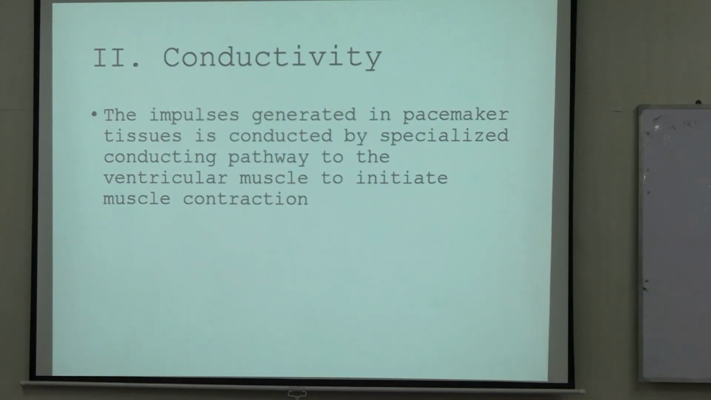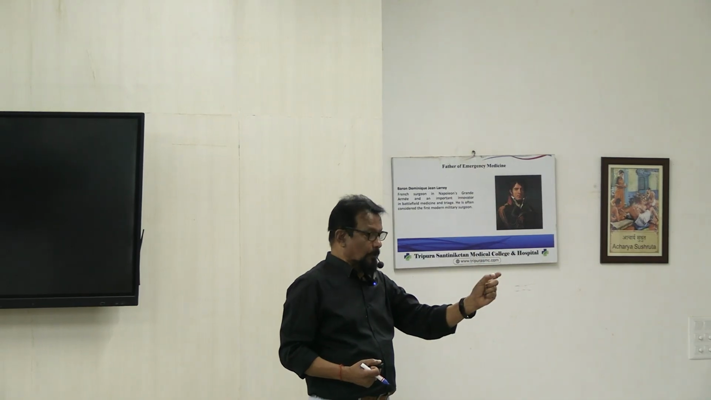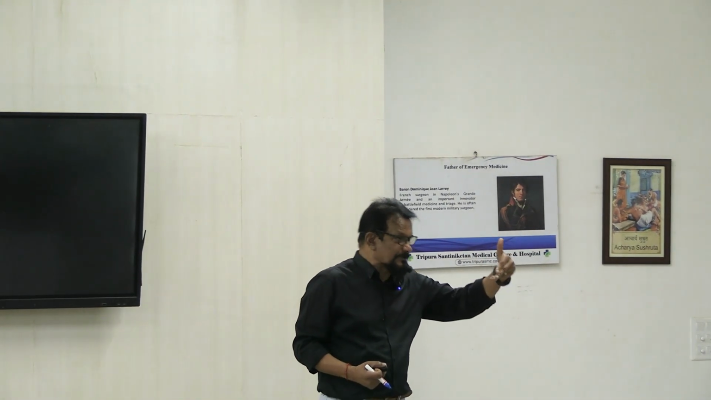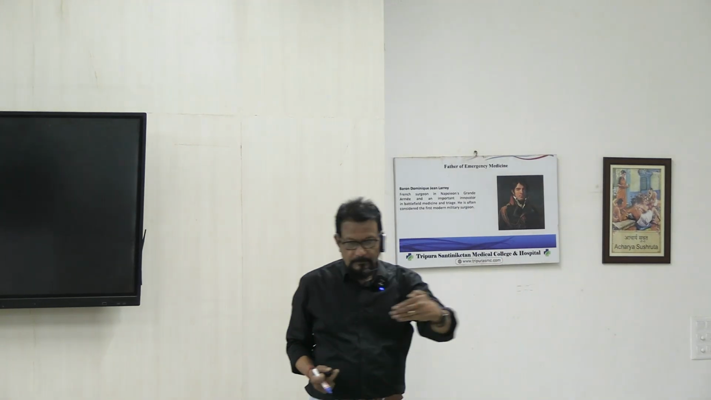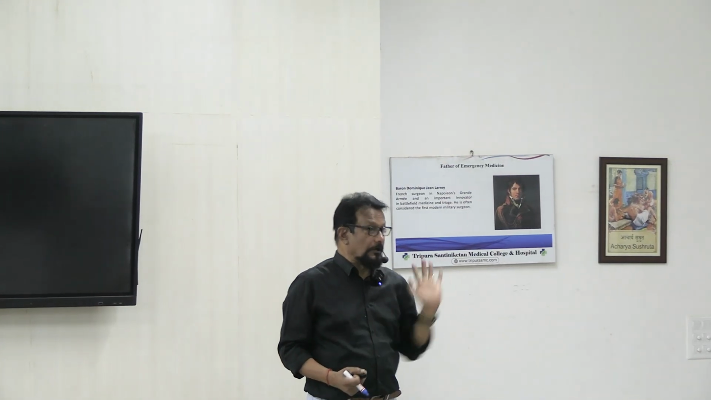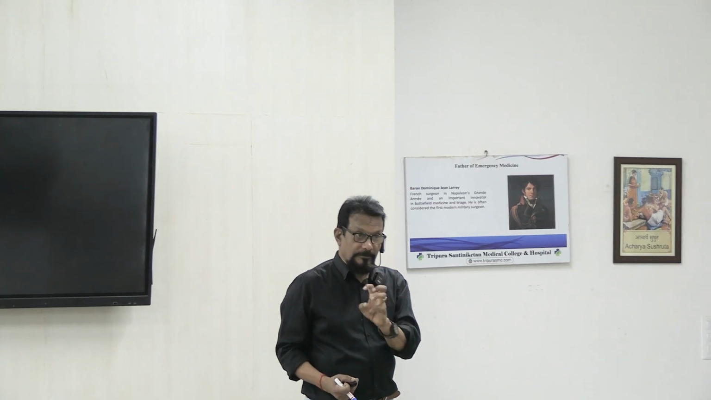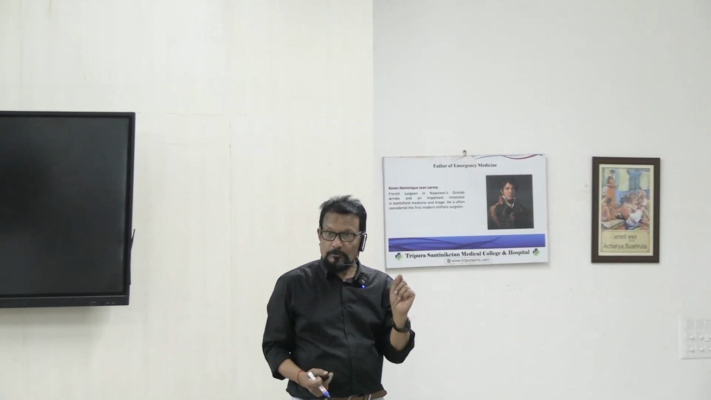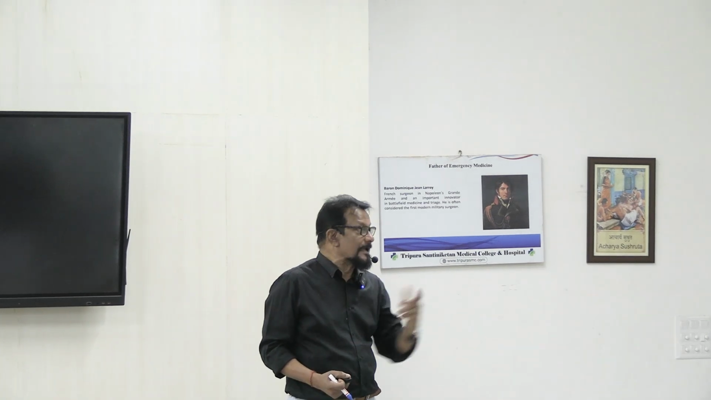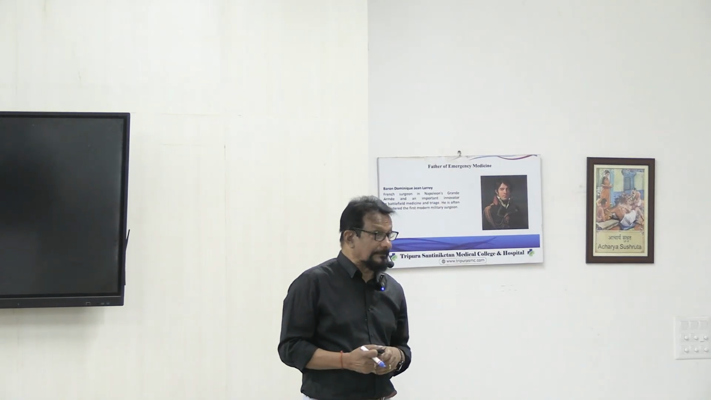Cardiac muscle has another property, that is conductivity. Whenever you give a stimulus, a potential is developed in the SA node, and this cardiac impulse will be conducted to the ventricular muscle or the atrial muscle. When the atrial muscle gets this impulse, it contracts. When the ventricular muscle gets this impulse, it contracts. So the impulse produced in the SA node, AV node or bundle of His should be conducted to the working muscles. This property is called conductivity.